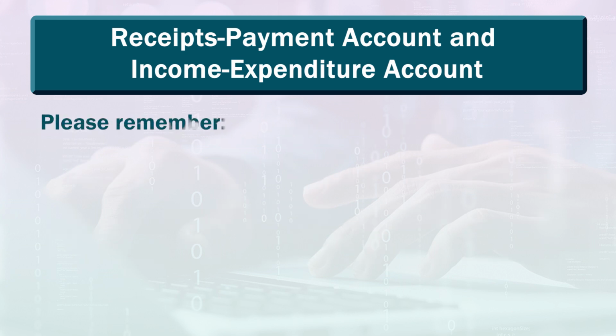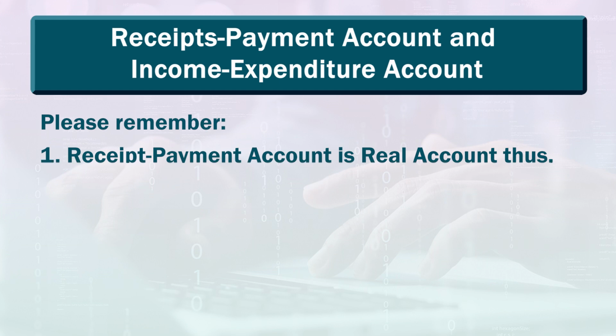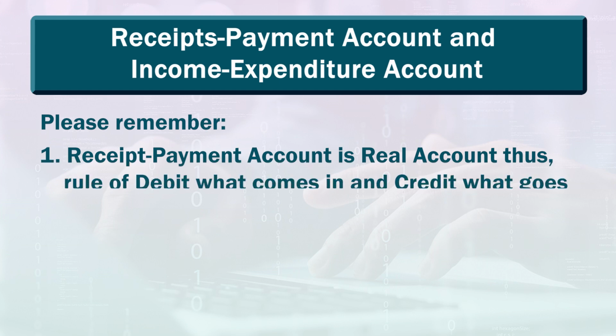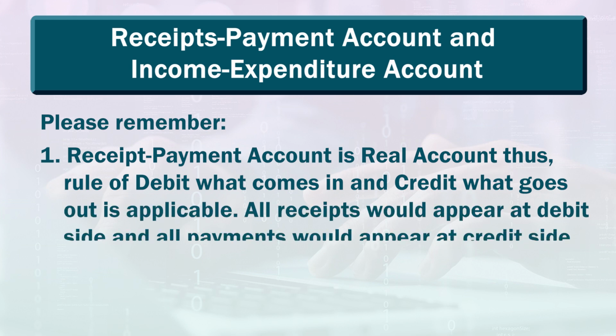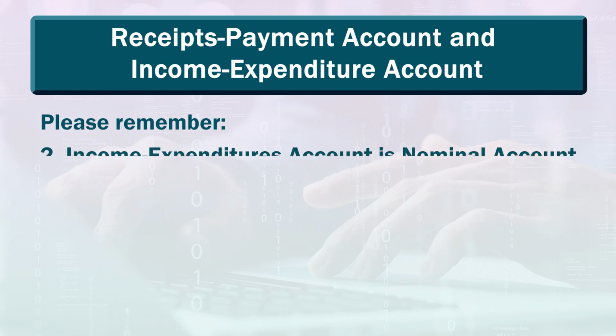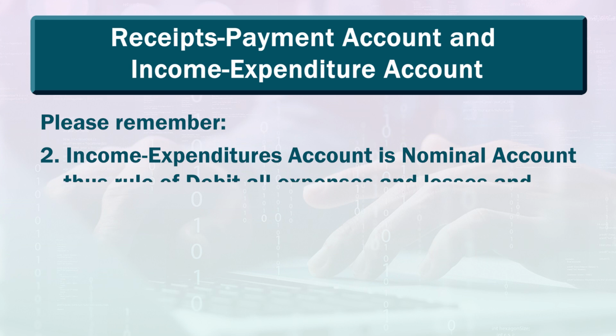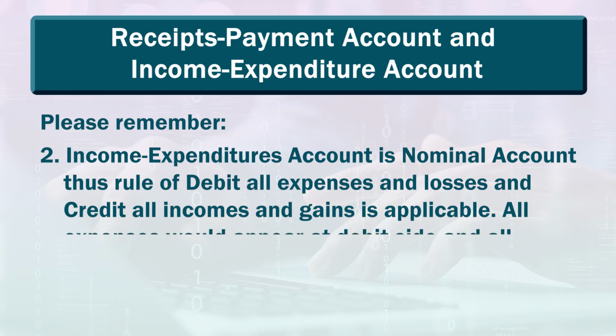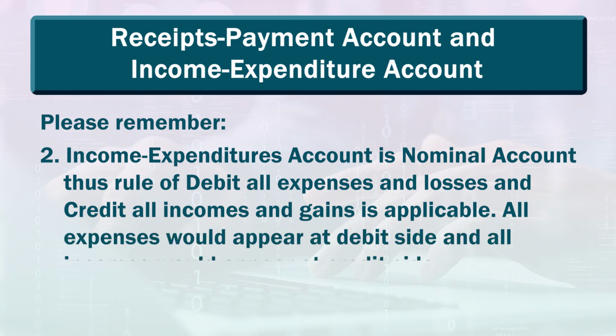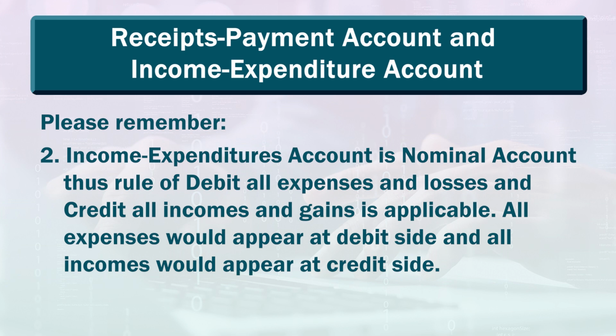31/3/2024. Please remember, receipt and payment account is a real account, thus rule of debit what comes in and credit what goes out is applicable. All receipts would appear at debit side and all payments would appear at credit side. Income expenditure account is nominal account, thus rule of debit all expenses and losses and credit all incomes and gains is applicable. All expenses would appear at debit side and all incomes would appear at credit side.